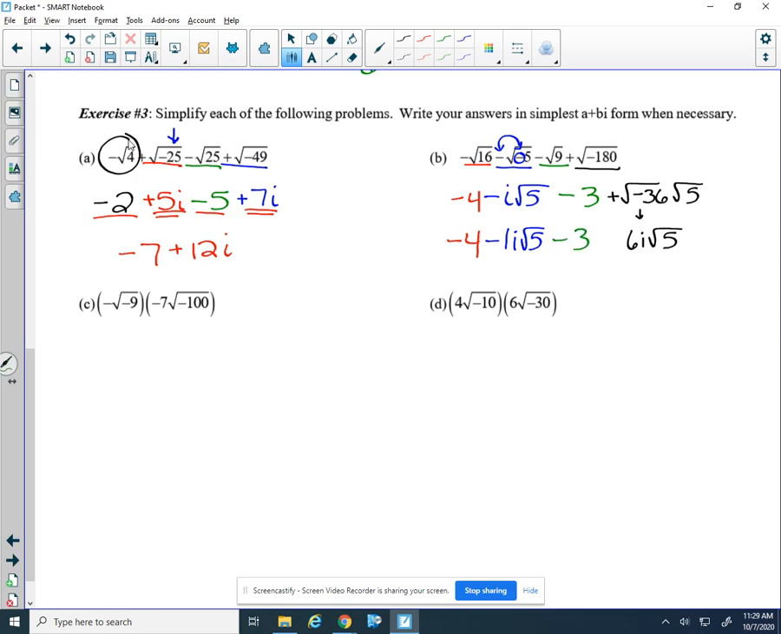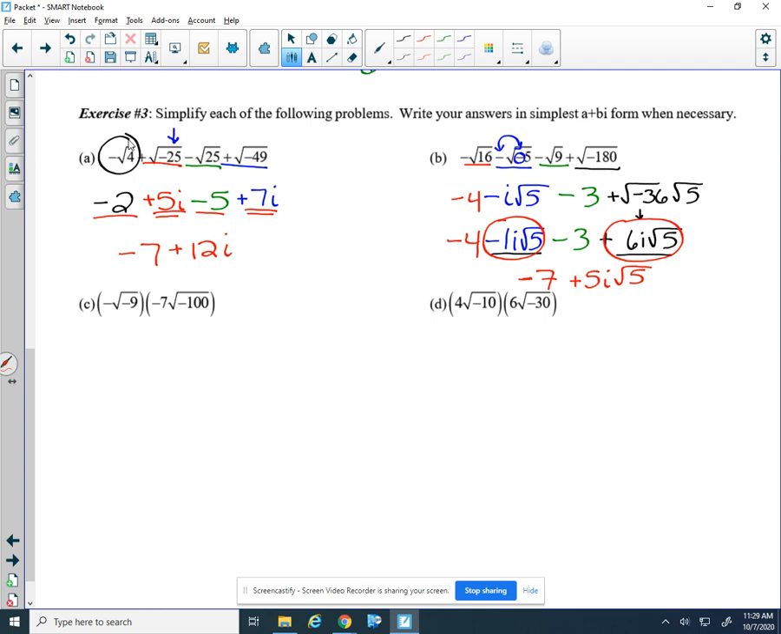Okay, just kind of in preparation for the fact that we are going to get an answer where we're going to have to combine this 1i radical 5 and the 6i radical 5. Now the directions say put everything in simplest a plus bi form when necessary, which is going to also bring up something else. So here negative 4 minus 3 is negative 7. Okay, I'm going to put these two together now. Negative 1 plus 6 is positive 5i radical 5.